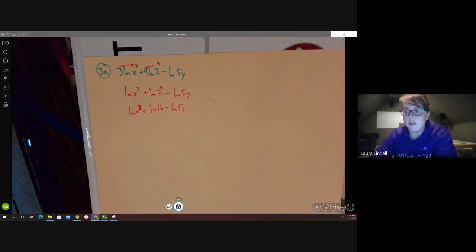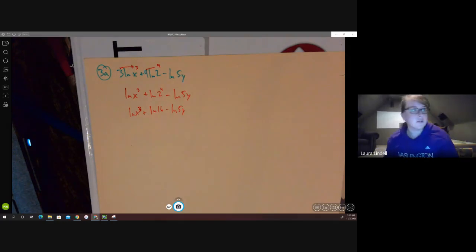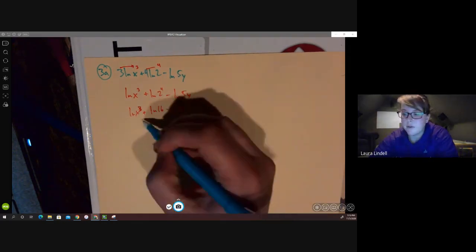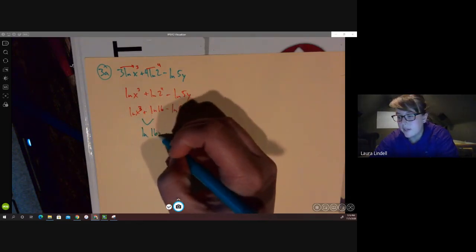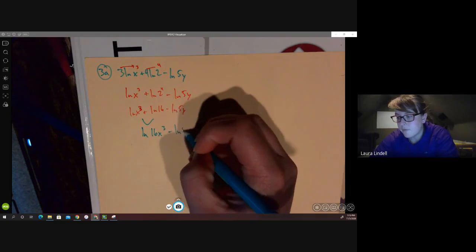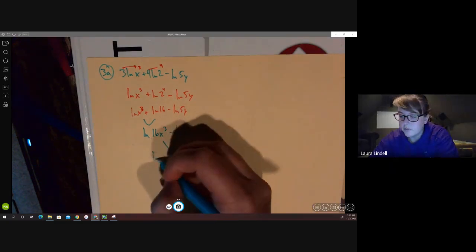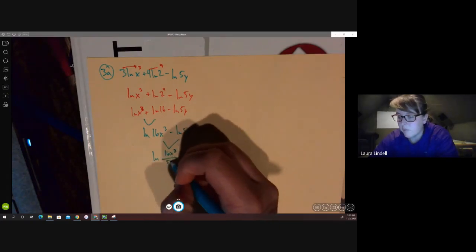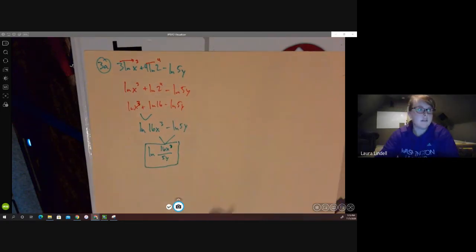All right. Then from there, we have to start condensing with the product and quotient properties. So we're just doing that left to right. So we'd get, combining these two, natural log of 16x to the 3rd. And then combining these two, natural log of 16x to the 3rd over 5y. And that's our answer.